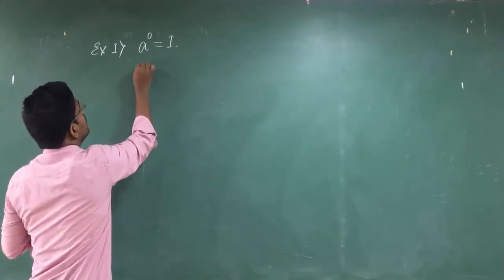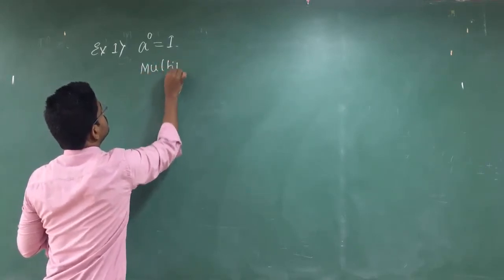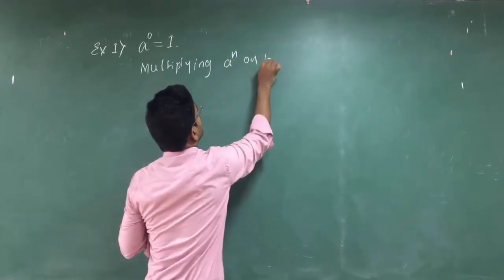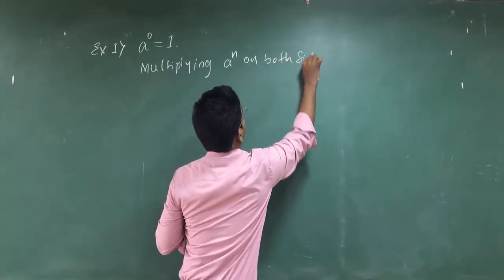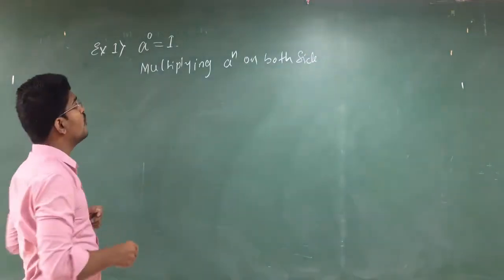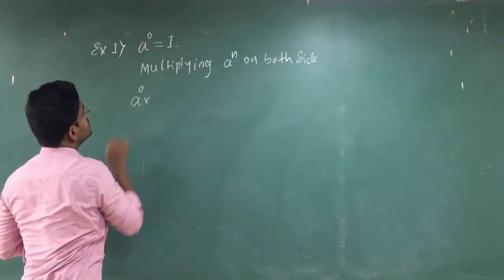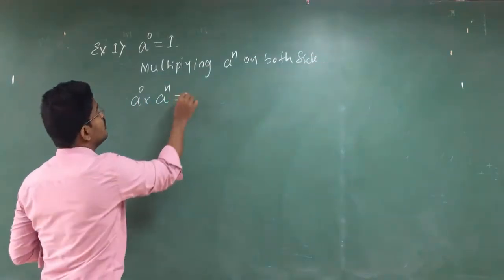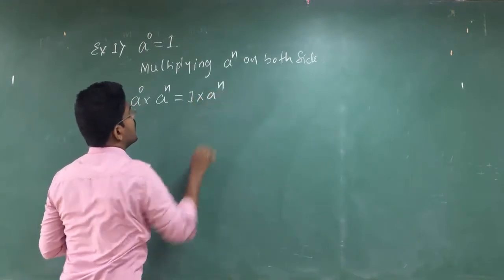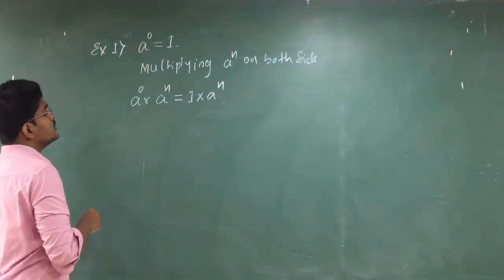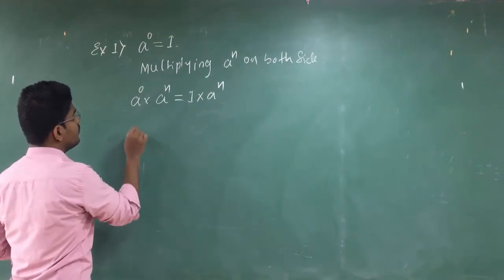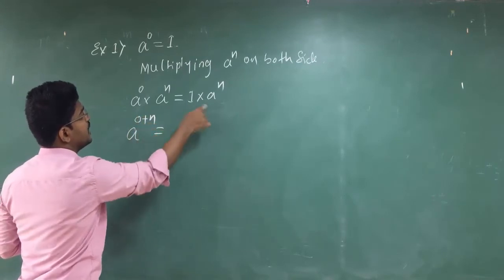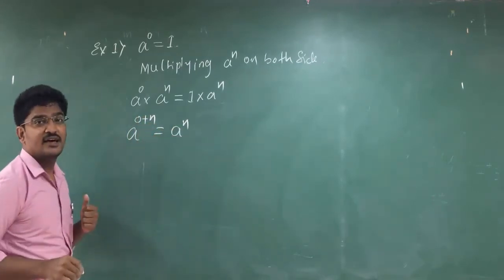That is, multiplying a to the power of n on both sides. What are you going to get? A to the power of 0 multiplied with a to the power of n, that will be equal to 1 multiplied with a to the power of n. Clear? So now what you are going to get? A to the power of, by using laws of indices, 0 plus n, this will be equal to a to the power of n. Clear?